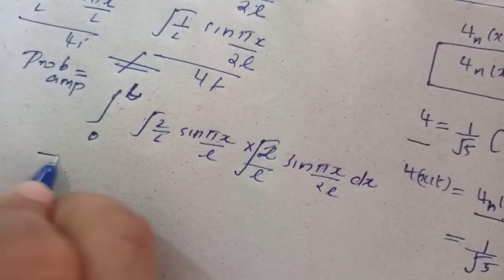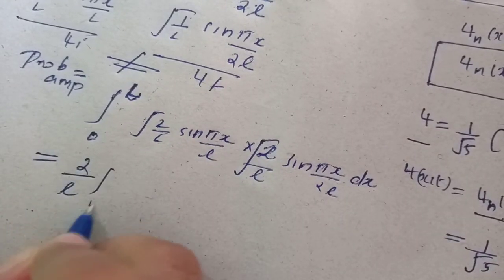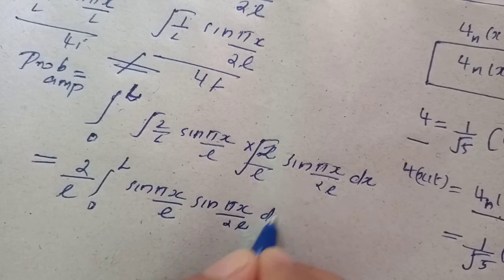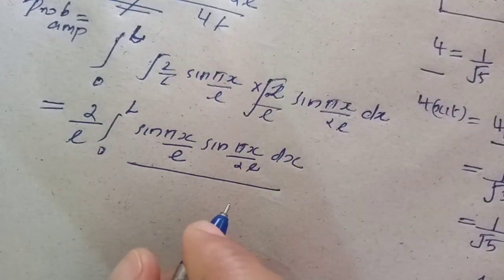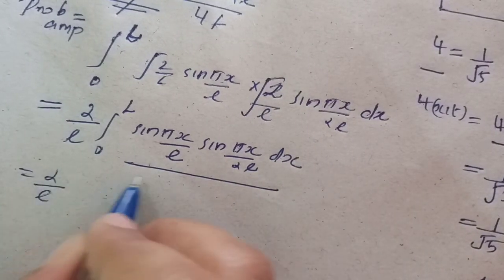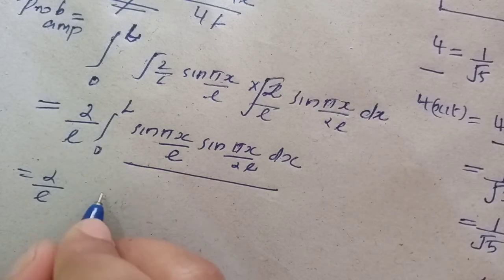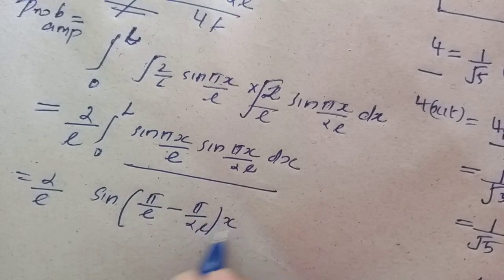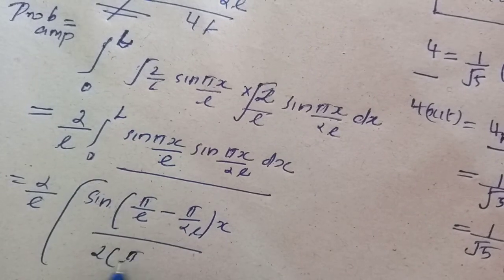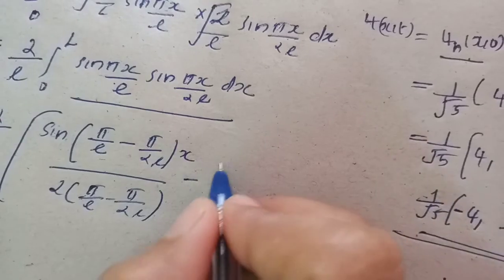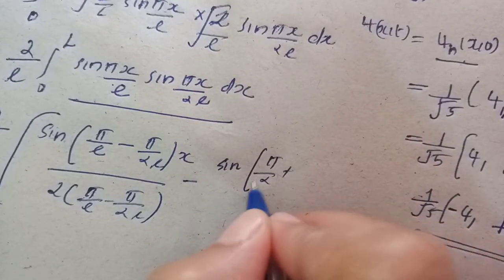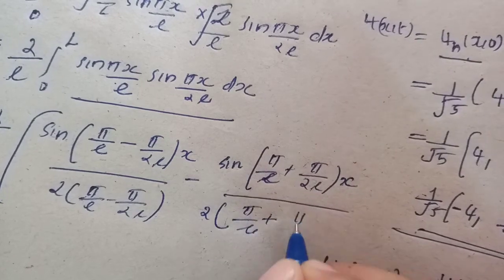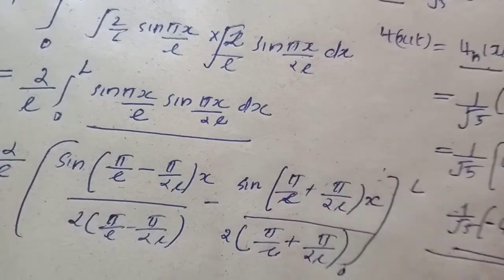So this is how to find the probability amplitude: 2 by L integral 0 to L sin pi x divided by L sin pi x divided by 2L dx. We know how to find the integration of sin mx sin nx dx. Here it is sine into sine, that is sine minus sine. So sin of (pi by L minus pi by 2L) x divided by 2 into (pi by L minus pi by 2L), minus sin of (pi by L plus pi by 2L) x divided by 2 into (pi by L plus pi by 2L), from substituting 0 to L.